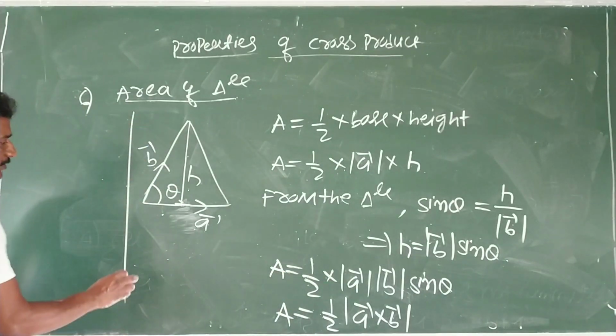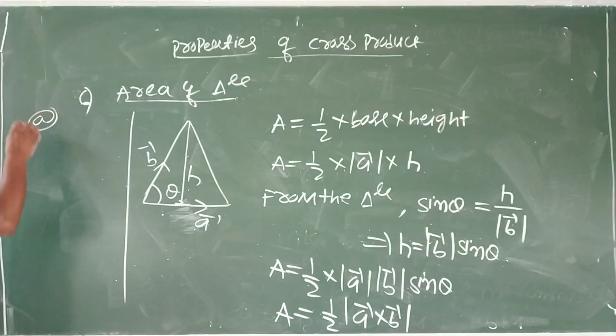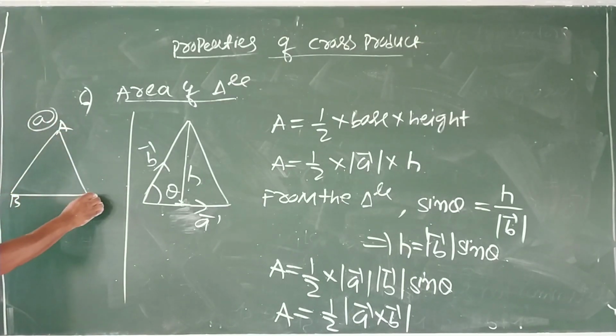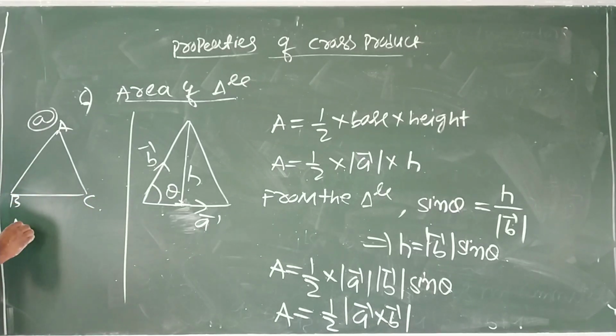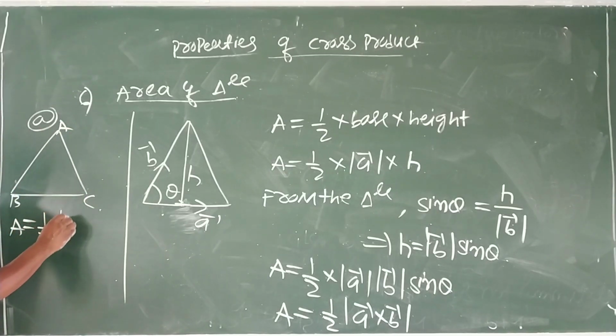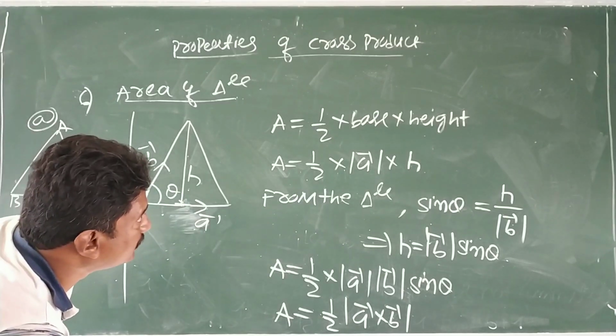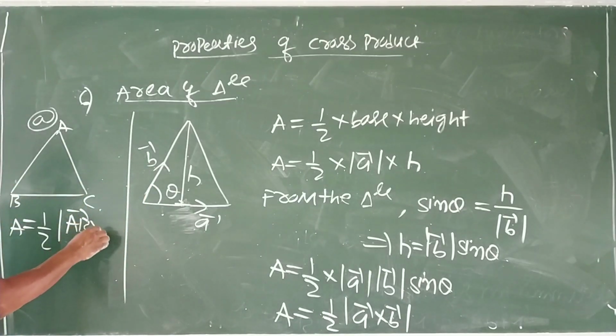So write A, B, C. What is the area of the triangle in general? Look at this, friends. If vertices are given, the area of the triangle is half into magnitude of AB cross AC. Can you see this?